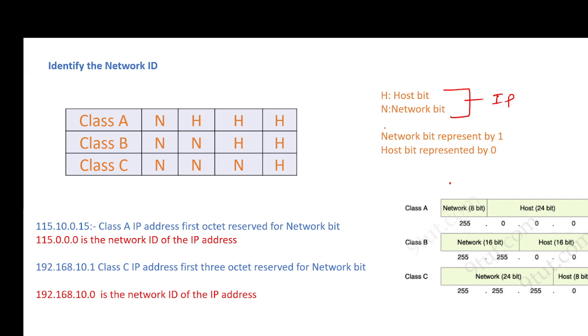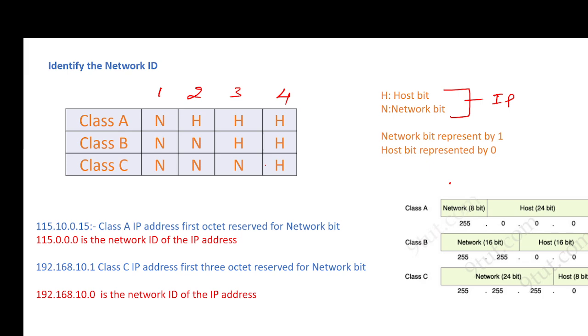See, first you try to understand this table: class A, class B, class C. When I say IP address, it is the combination of host and network bits. If you see, 4 octets are there: octet 1, octet 2, octet 3, octet 4. IP address means there will be 4 octets. I told you, right? In class A you have 4 octets, in B also 4 octets, in C also 4 octets. Why do we have this segregation?